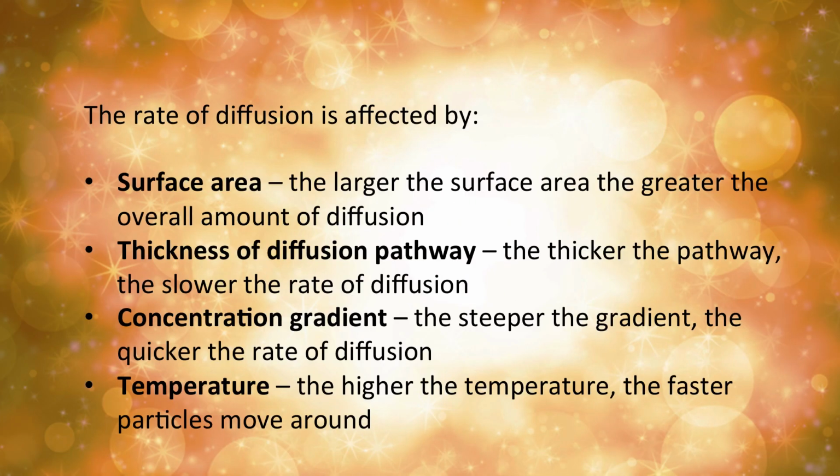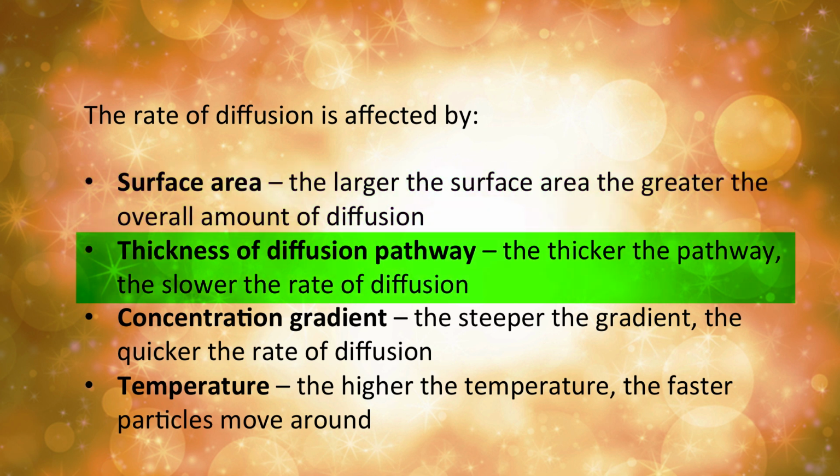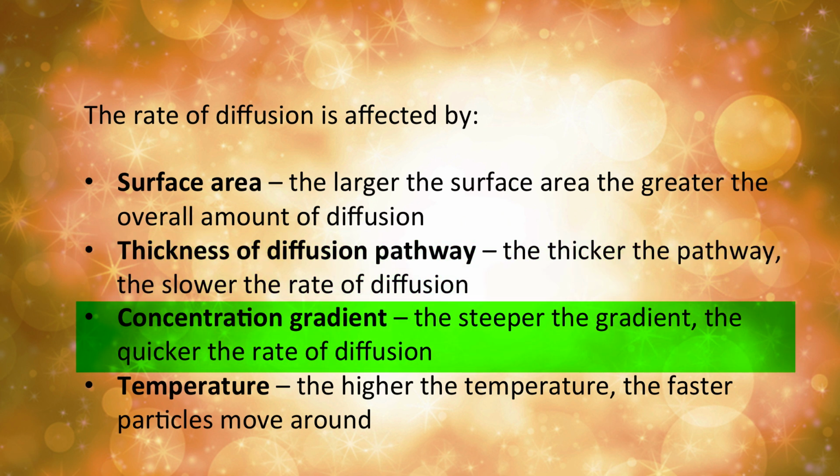The rate of diffusion is affected by several things. First of all, the surface area. The larger the surface area, the greater the overall amount of diffusion. The thickness of diffusion pathway. The thicker the pathway, the slower the rate of diffusion. Concentration gradient. This means the difference in concentration between the two areas. A steep concentration gradient would have a large difference in concentration. This would increase the rate.